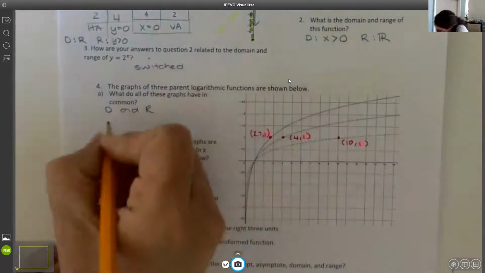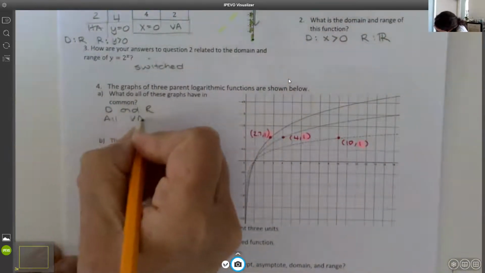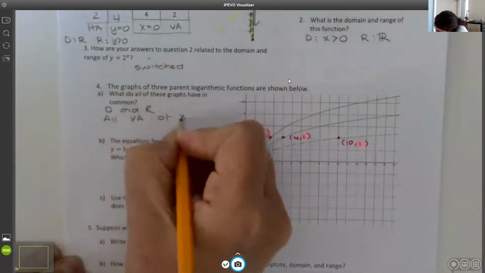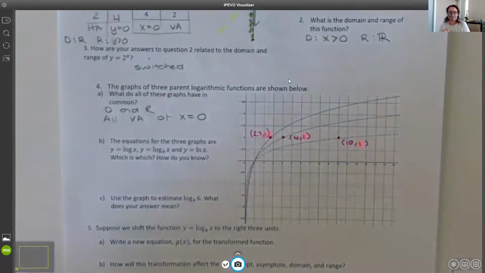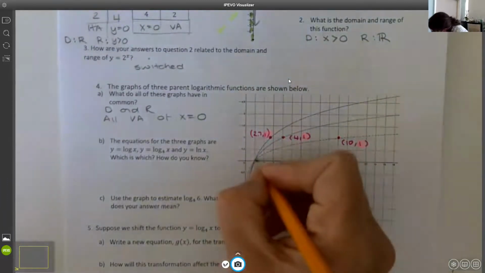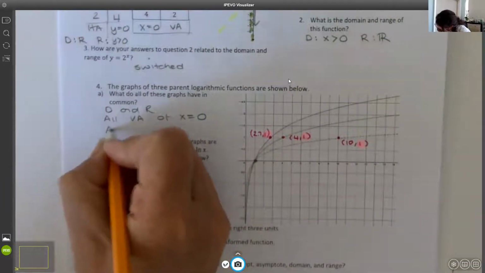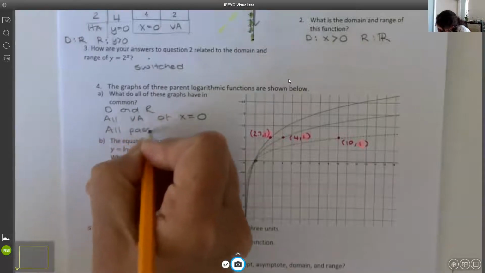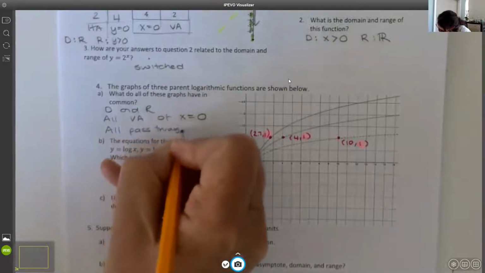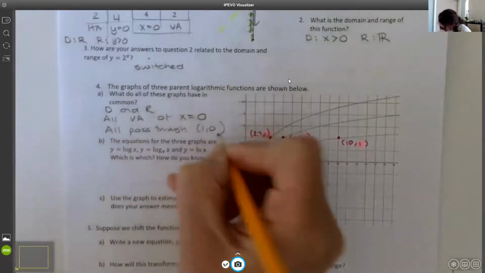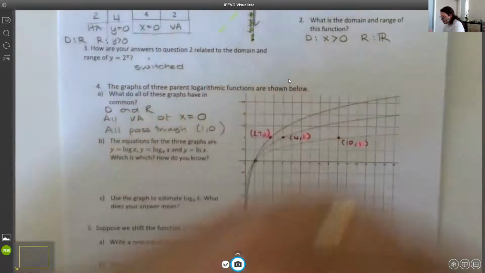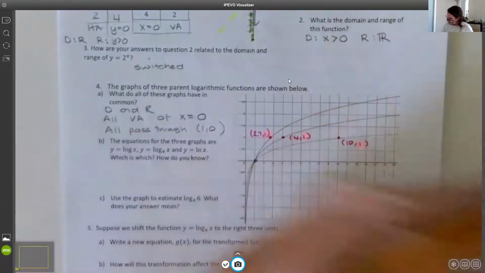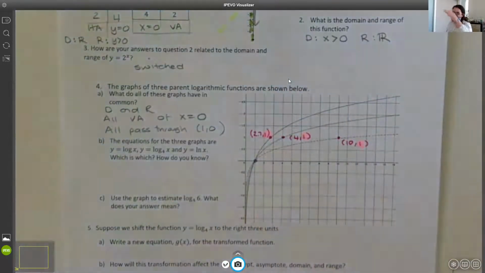The asymptote. They all have a vertical asymptote of x equals 0. There's one other thing that I think is pretty obvious as well. Danny. The x-intercept. They all pass through that point (1, 0). And so what's different about them is, again, the rate of growth, how much they're changing. But otherwise, they're going to have that same generic shape.